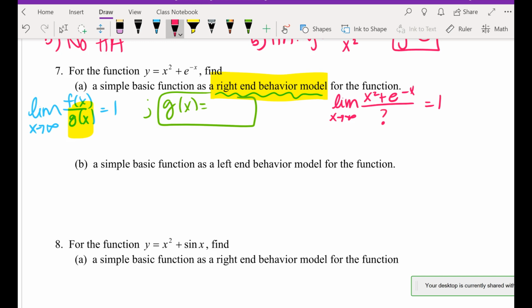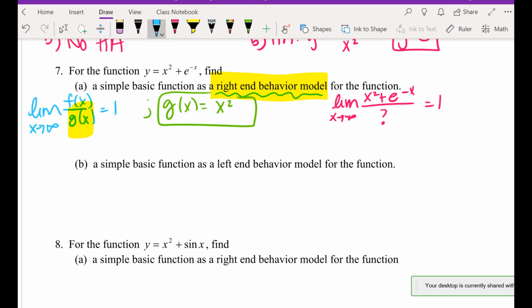E to the positive x, where x is 1,000, that's a big number. But 1 over a big number is very, very small. So out of those two, this is insignificant. So the only one that's left is x squared. And you are right. g of x equals x squared is your right end behavior model.